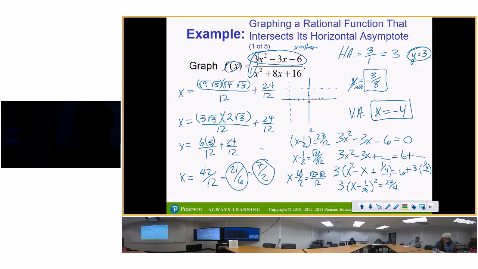So I have no idea what this looks like. It's looking something like that, maybe. I don't know. And then this one will be up here. I don't know. Maybe. Somebody graph that on your calculator. Let's see if the next slide has it.